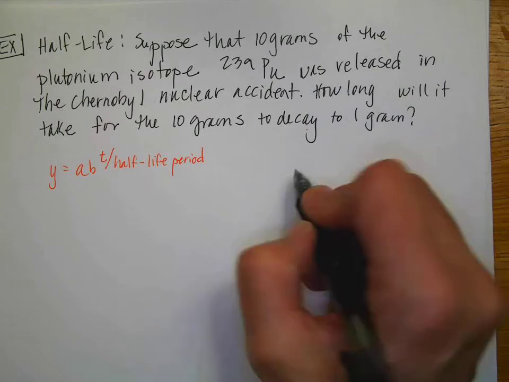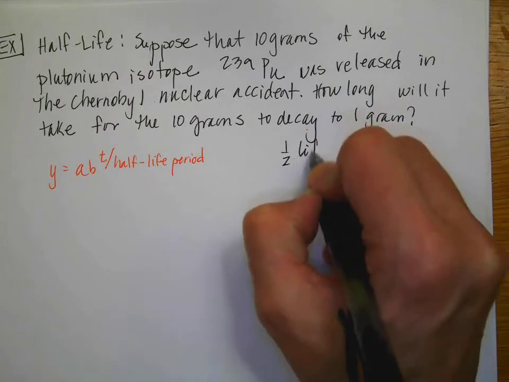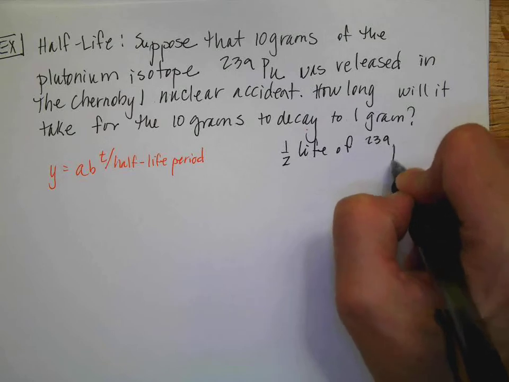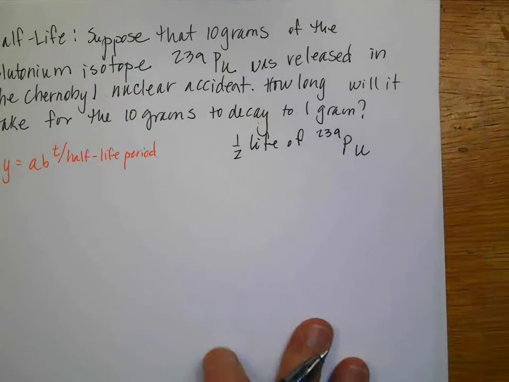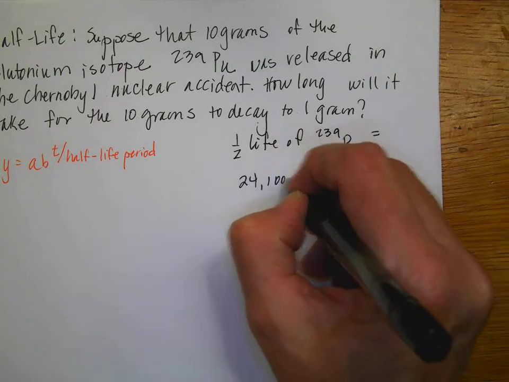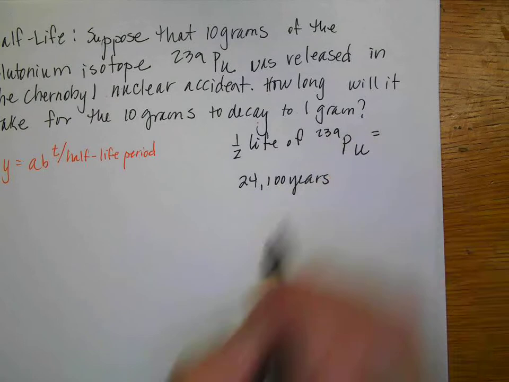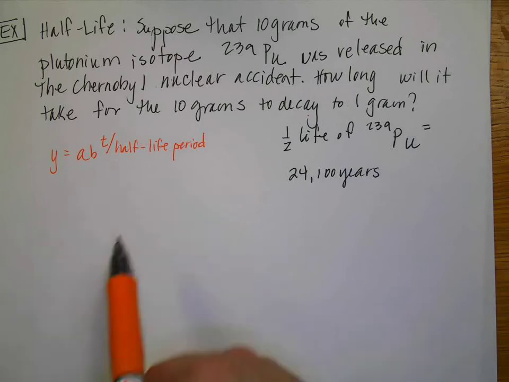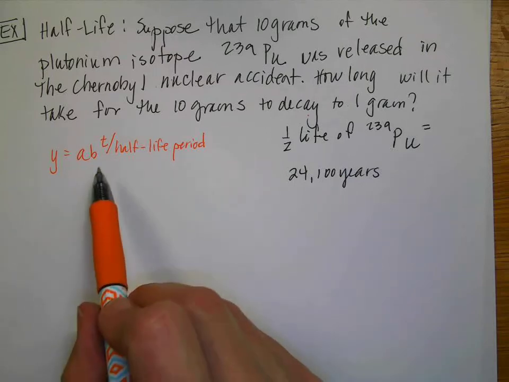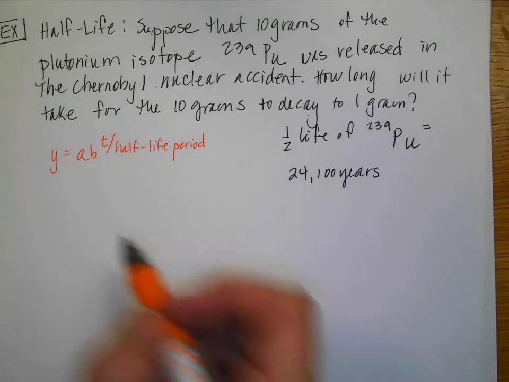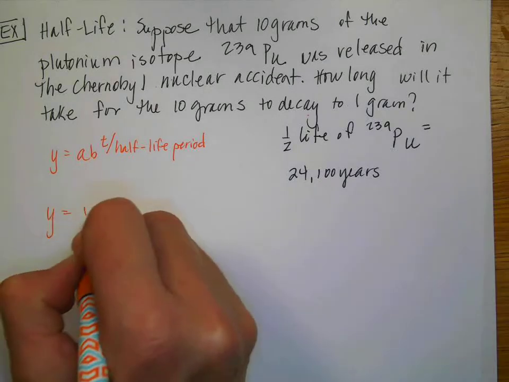All right, and I believe I left off an important detail, the half-life of the 239 chemical is, that's a long time, 24,100 years. Wow. So now what I'm going to do is I'm just going to substitute everything into my equation, and I'm going to use this one because I think it makes half-life easier.